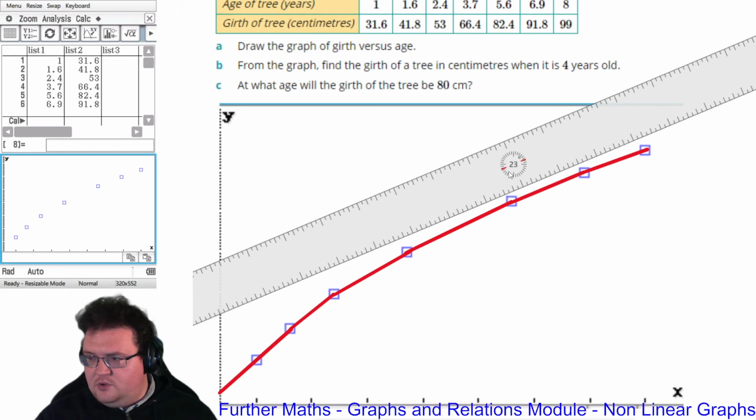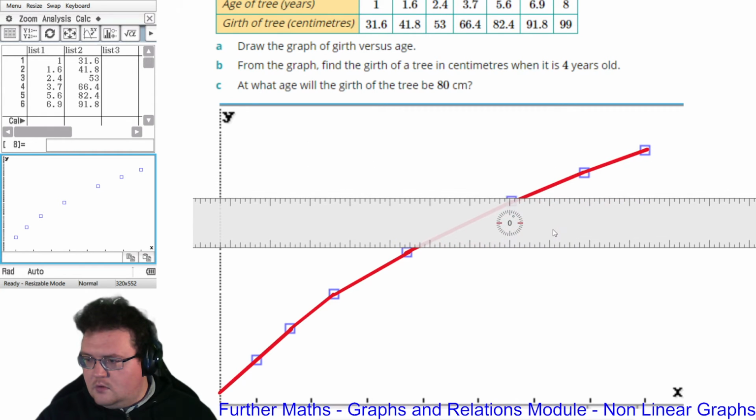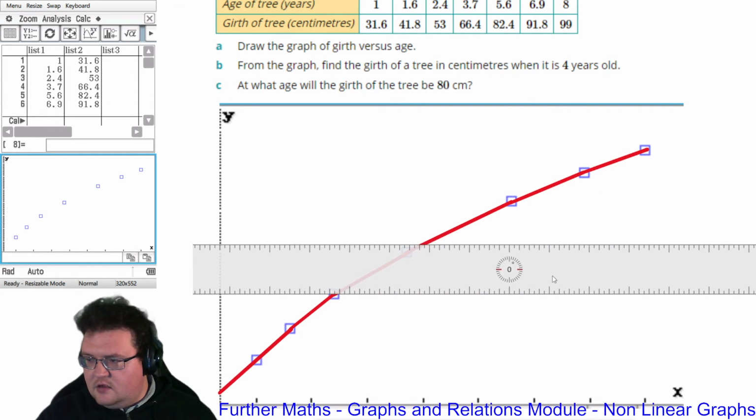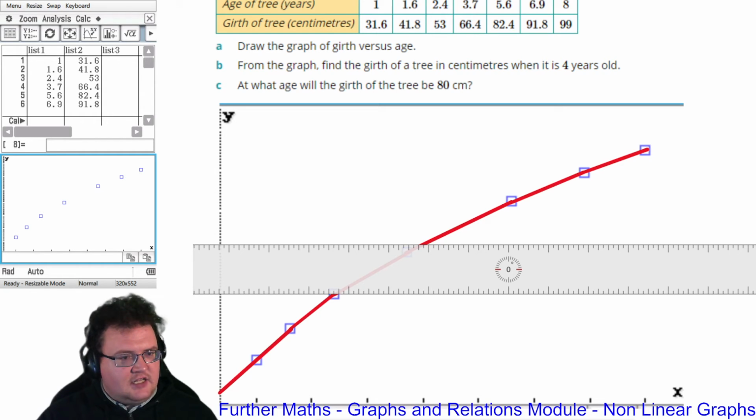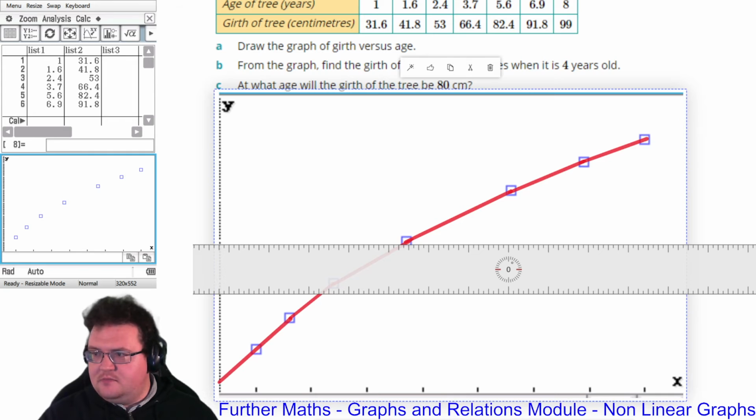Now if I was to measure exactly, I would say it's probably almost exactly 70. And then if I was to find 80 along my axis and work across and down, I would find that it's probably around about 5.25 years. Because 80 is a little bit less than what the 5.6 is on the question.